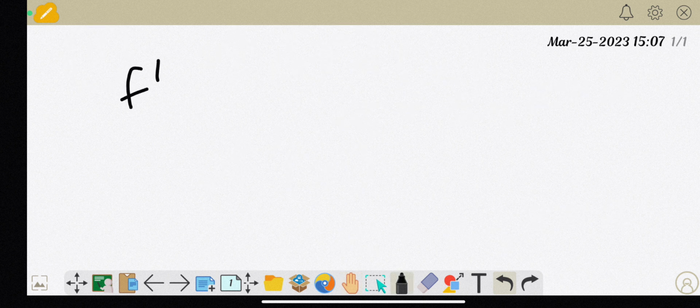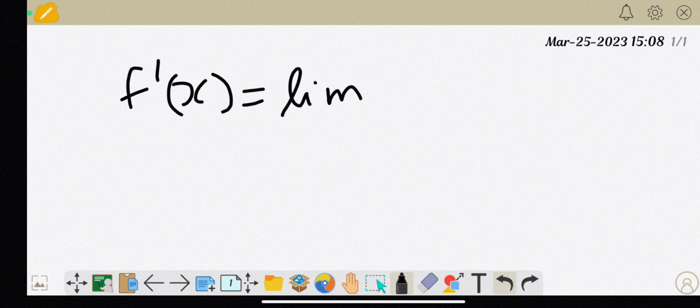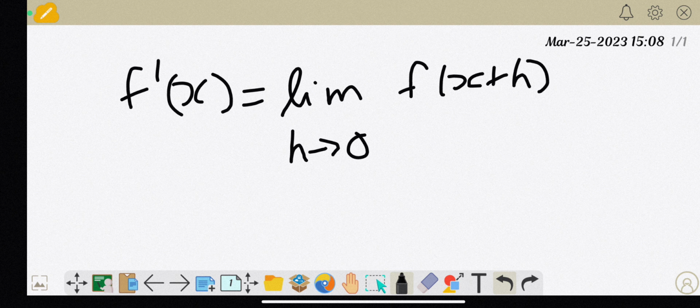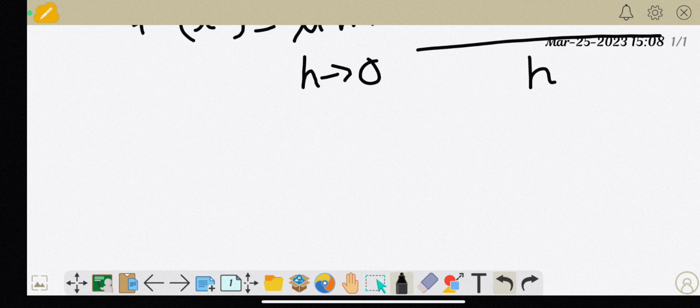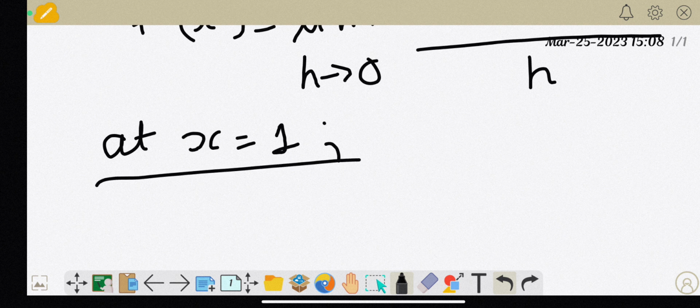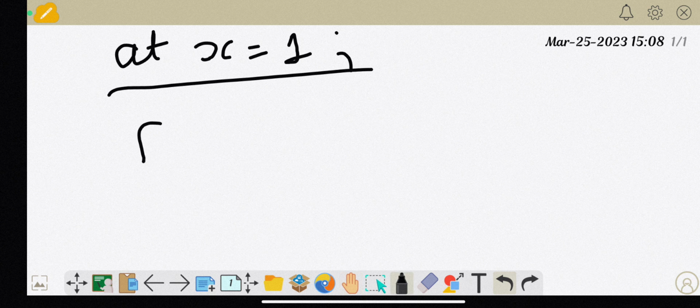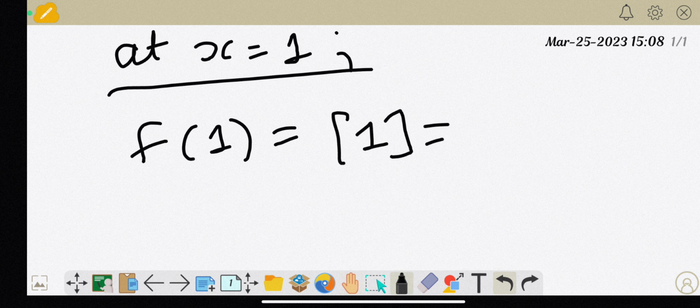So f dash of x is equal to limit h tends to 0 of f of x plus h minus f of x divided by h. Correct. So we want to prove that at x equal to 1 it is not differentiable. First step is what? You have to find f of 1. How much is f of 1? So f of 1 means greatest integer of 1, that is equal to 1.